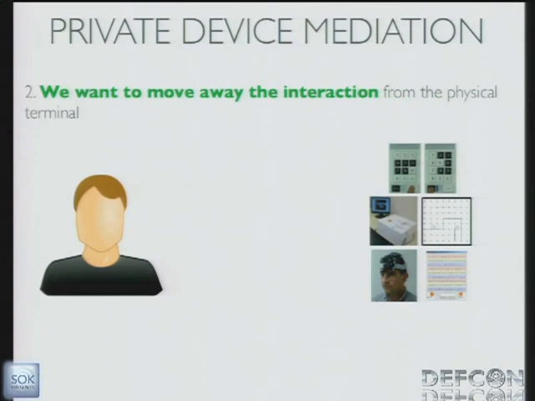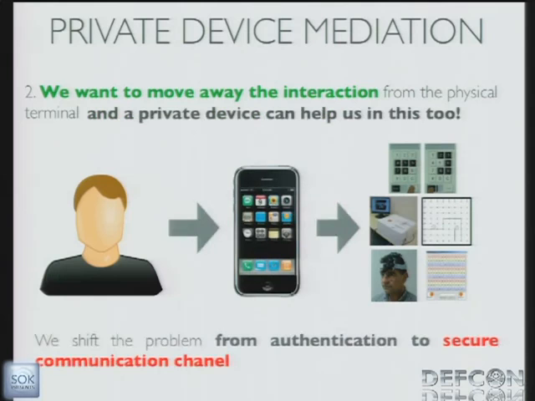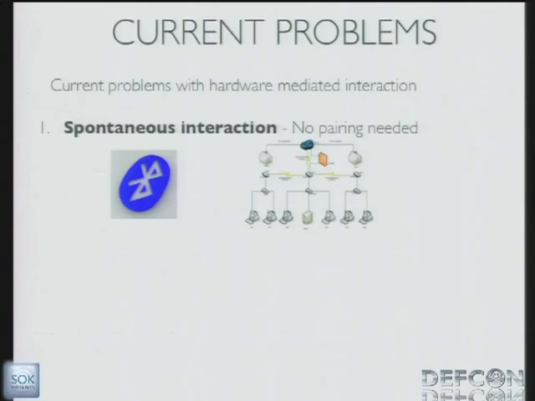And we want to make the interaction less physically situated. And the private device does this too, because we can authenticate to the device wherever we want. And then we can use the device to authenticate to the terminal. So it moves the problem from one of authentication to one of communication.